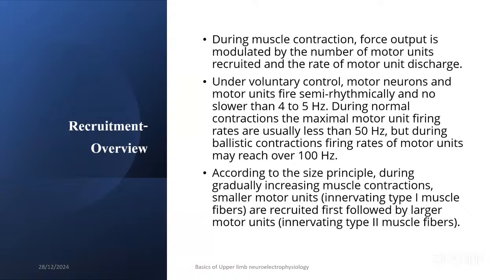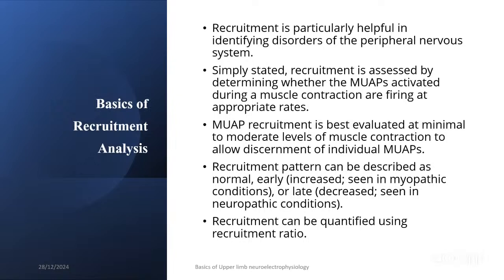According to the size principle, during gradually increasing muscle contractions, smaller motor units innervating type 1 muscle fibers are recruited first, followed by large motor units innervating type 2 muscle fibers. Last class also, we were mentioning this. So what are the basics of the analysis which you have to do in the recruitment?